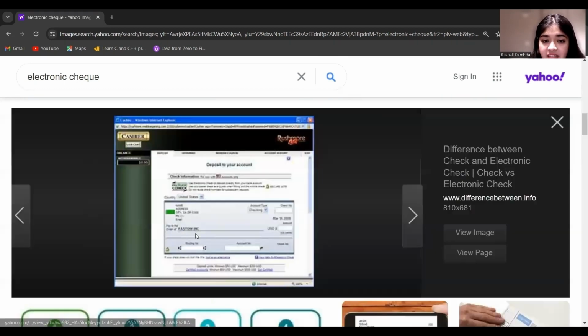Then this one is an example where an electronic check functions. Here see, pay to the order of this person, the amount to be paid is mentioned, and the routing number, the account number, all these details are given. Routing number is not there in India, so we don't have that here, but account number is something which we have. So this is how an electronic check looks. I hope we are clear.